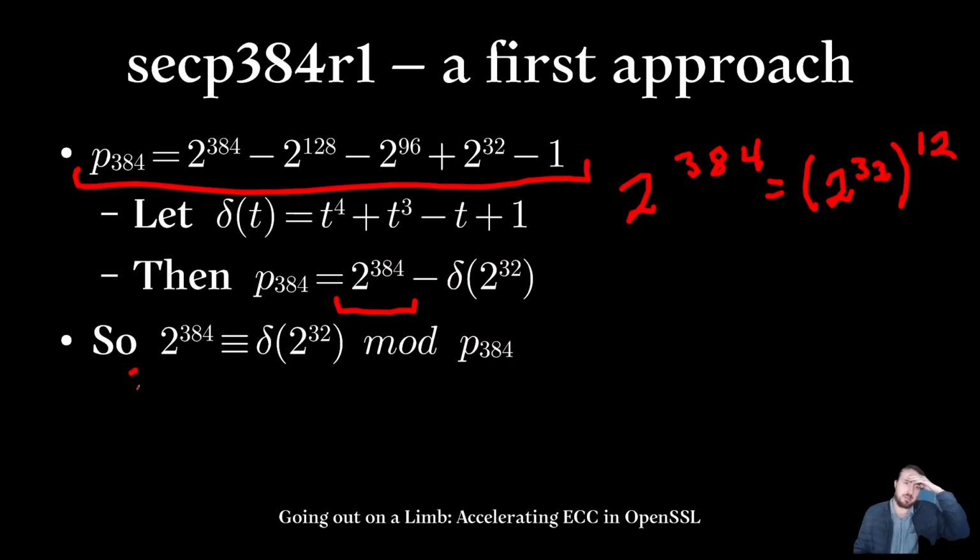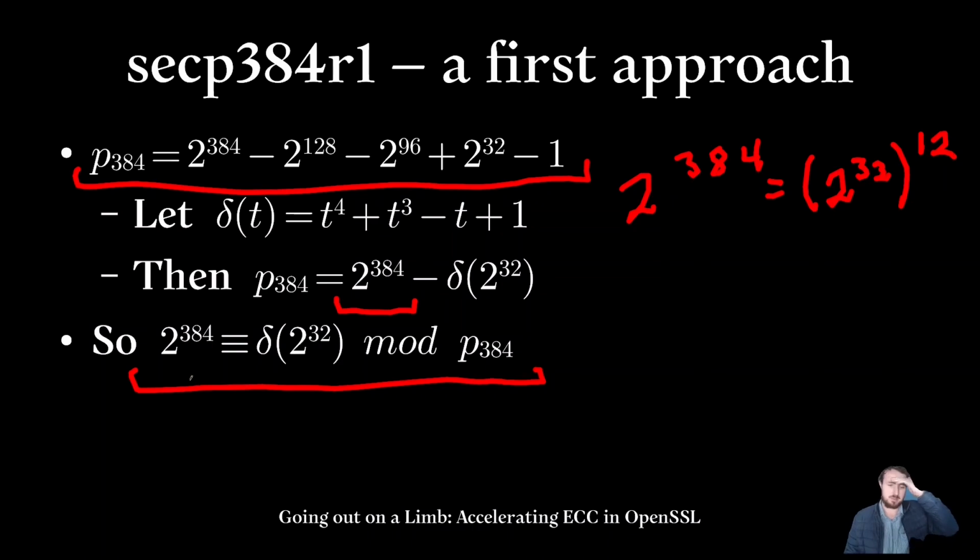And so using the same logic as last time, we have this reduction rule here: the place value, the natural modulus, can be expressed as this delta.